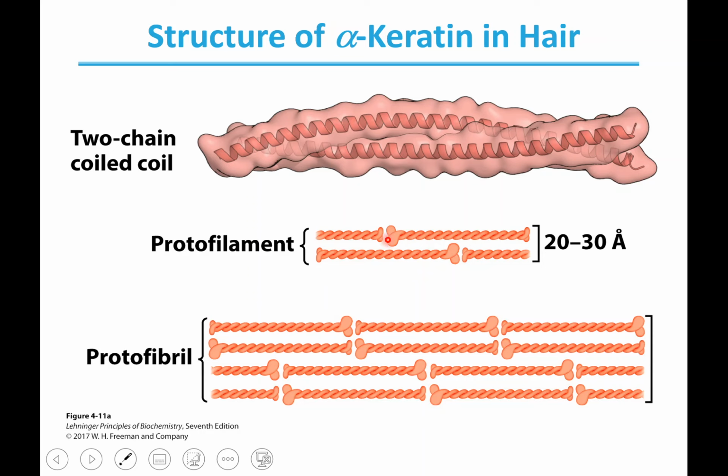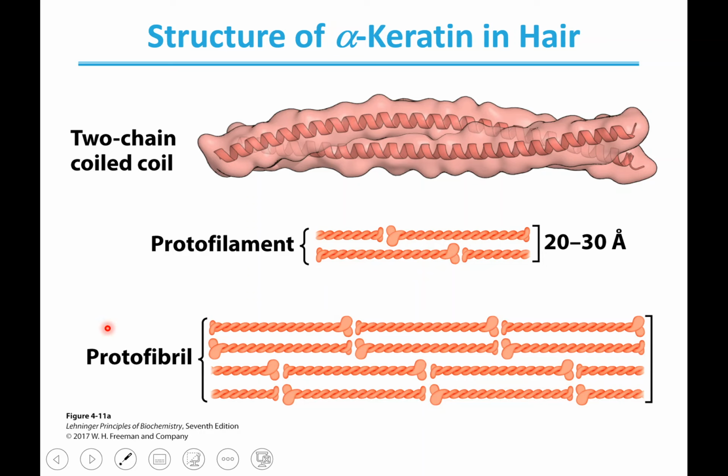And these coiled coils stack end to end with each other. If you have two chains of these, that makes up a protofilament, and the cross section of that would be about 20 to 30 angstroms. And if you remember, the width of an alpha helix is typically something around 10 angstroms. So here, wrapping these alpha helices around each other, you can see that it's about 20 to 30 angstroms wide.